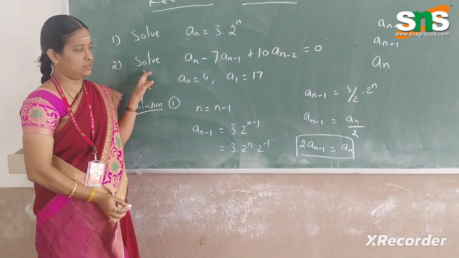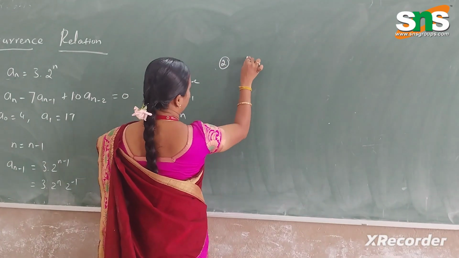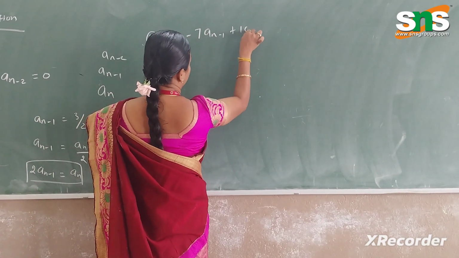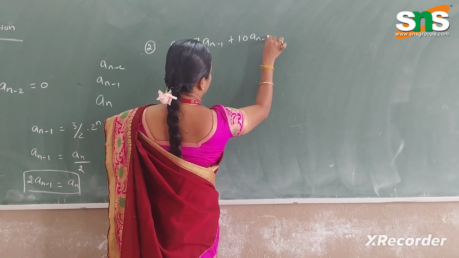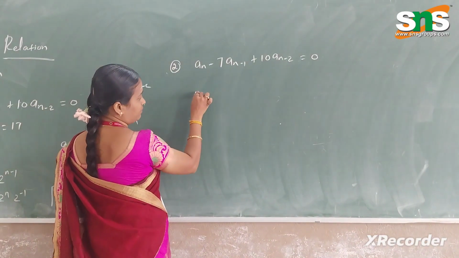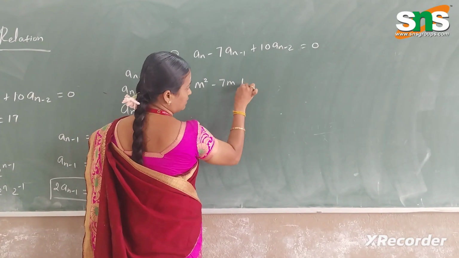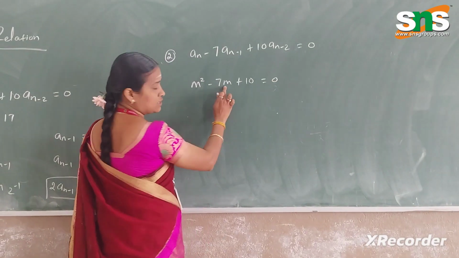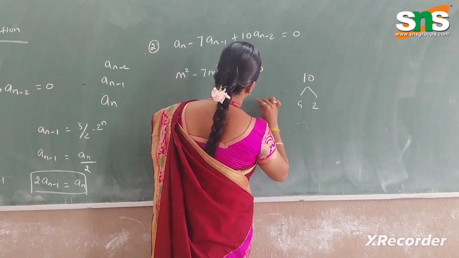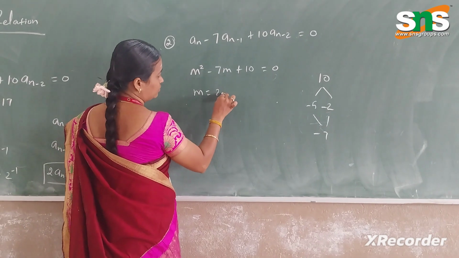Next we are going to solve equation number 2. Solution of 2: a_n minus 7 into a_(n-1) plus 10 into a_(n-2) is equal to 0. First I am going to write the characteristic equation. So a_n is replaced by m square and a_(n-1) is replaced by m, and the last one is the constant, 10, equal to 0. So this is our quadratic equation. What are the factors? 5 twos are 10, and this is minus 7, so put minus. Therefore my roots are m is equal to 2, 5.